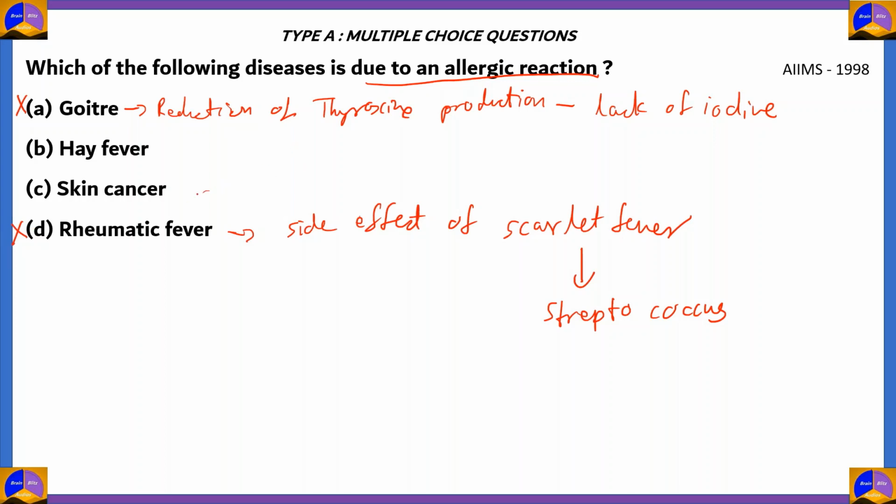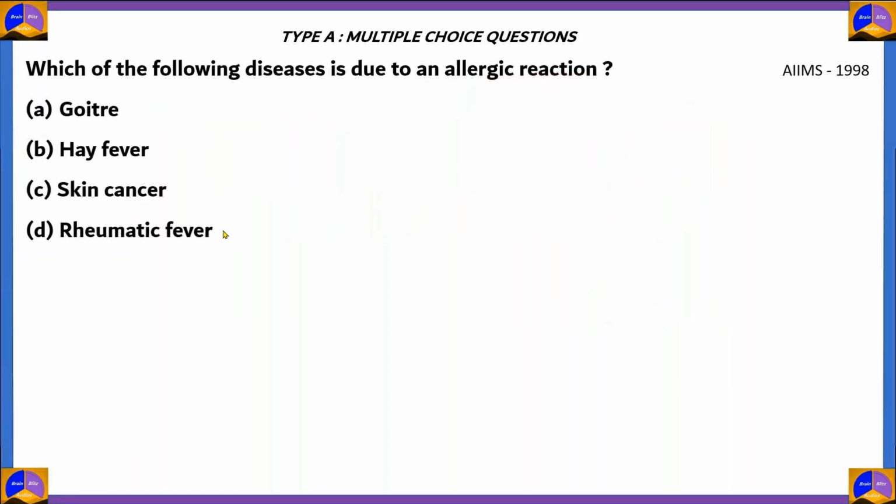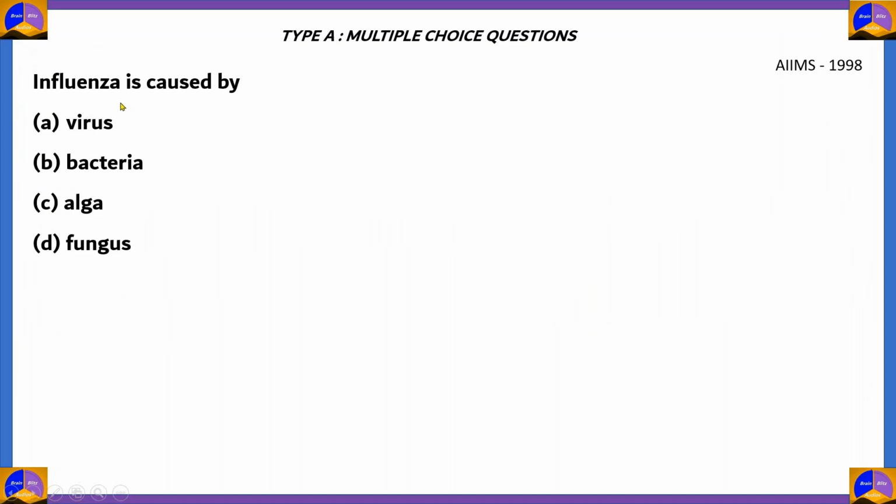What about option C, skin cancer? Skin cancer is due to mutations in the skin, which is caused by exposure to UV rays. So therefore, option C is incorrect. The right answer is option B, hay fever. Hay fever is due to an allergic reaction of people towards pollen grains. So hay fever happens in the spring season when flowers bloom, and it is caused due to an allergic reaction towards pollen. Now let's move on to this question.